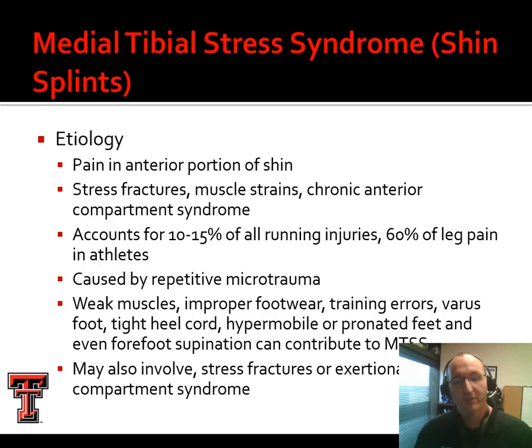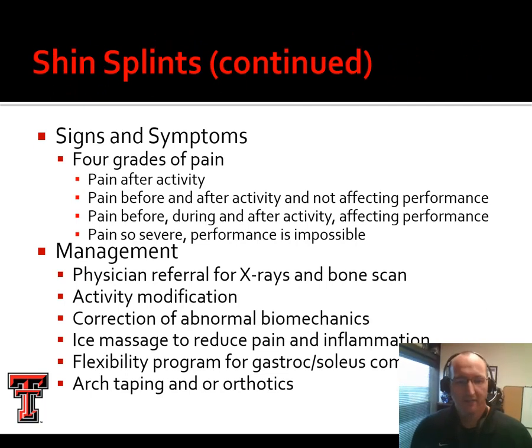Shin splints accounts for 10 to 15% of all running injuries and over half of all leg pain in athletes. This is a result of repetitive microtrauma. It can involve more severe conditions, but usually with shin splints, MTSS, if we remove the activity, it resolves. There are 4 grades here: pain only after activity; pain before and after activity that doesn't hamper performance; pain before, during, and after activity that affects performance; and pain so severe that performance is impossible. Usually by the time we get to that point, we're really thinking stress fracture.